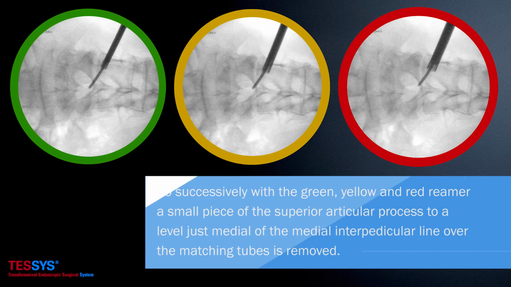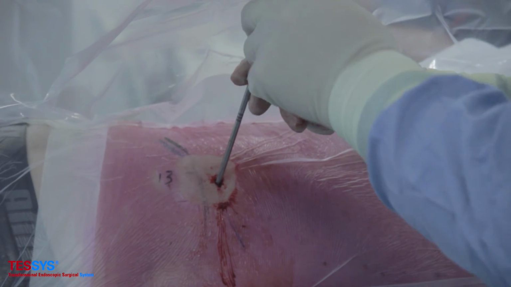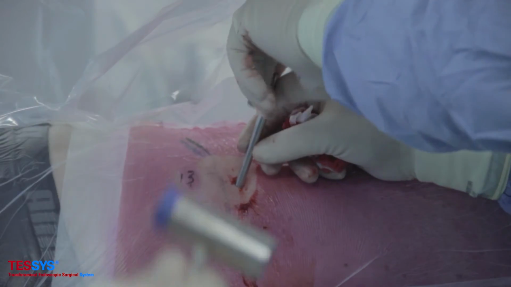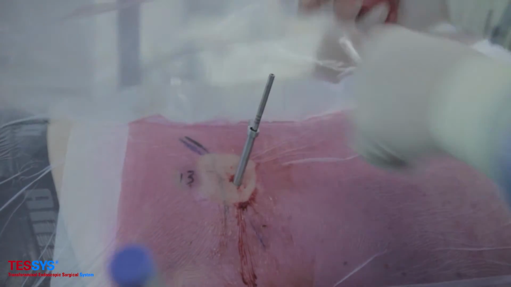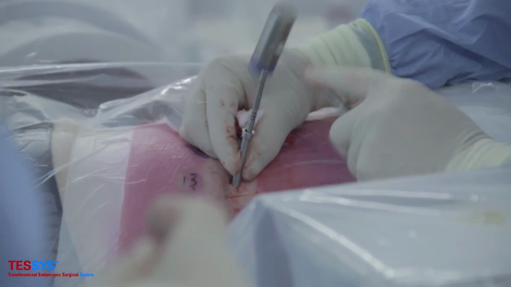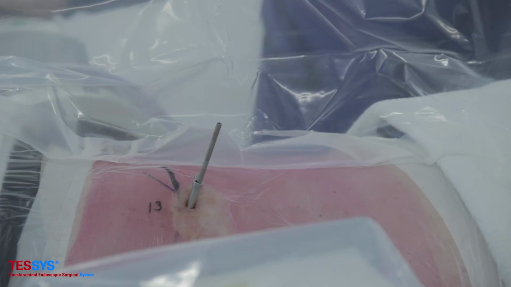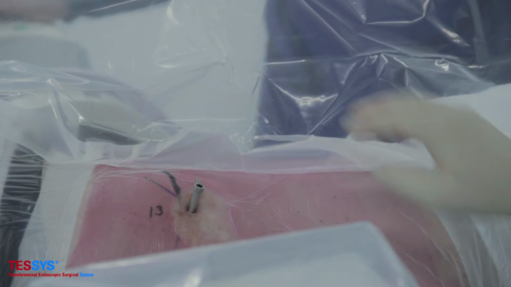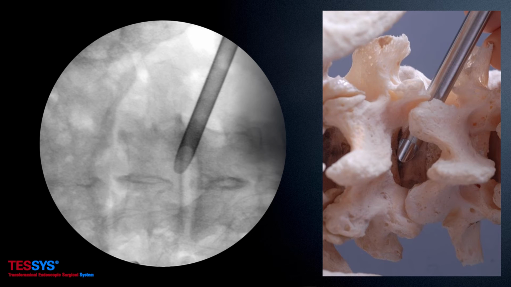So, successfully with the green, yellow and red reamer, a small piece of the superior articular process to a level just medial of the medial interpedicular line over the matching tubes is removed. Then the working cannula can be introduced with the opening upwards, at least at the level of the exiting nerve L4, so until the level just medial of the medial interpedicular line. Take out the red rod and check the position of the working cannula again with the image intensifier.